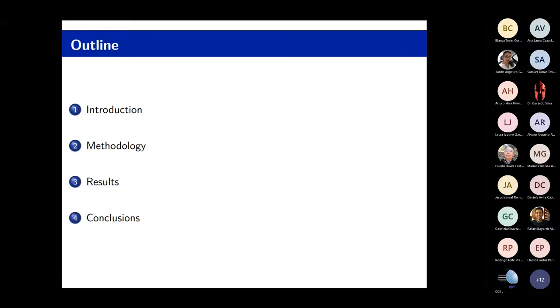First, we present the basis of the research through a short introduction. In this introduction, there will be some concepts like EEG and machine learning mechanisms, plus an example of application of different algorithms. Then we're going to review the methodology that we followed. And finally, the results displayed will allow us to give a conclusion of this project.